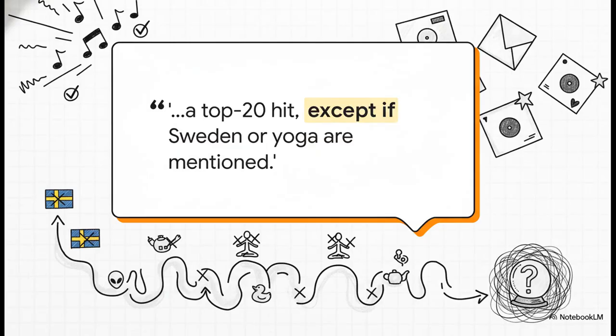This is a fantastic and kind of funny way to think about it. Imagine you're trying to build a model to predict hit songs. You find a pretty good rule, like if the song is about love and has a catchy chorus, it'll be a hit. But then you see some exceptions, so you improve your rule. You add except if the song mentions Sweden or yoga. See what's happening? By adding these bizarre, hyperspecific exceptions, you've created a model that perfectly explains the past but is totally useless for predicting the future. That, in a nutshell, is overfitting.